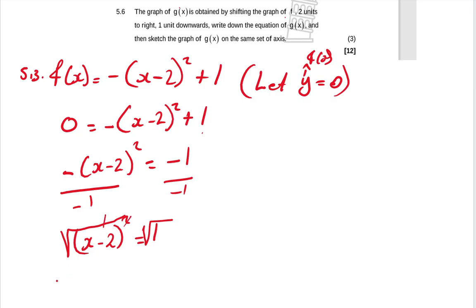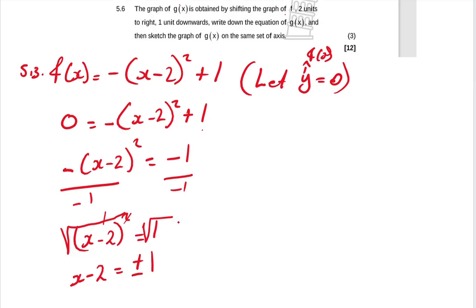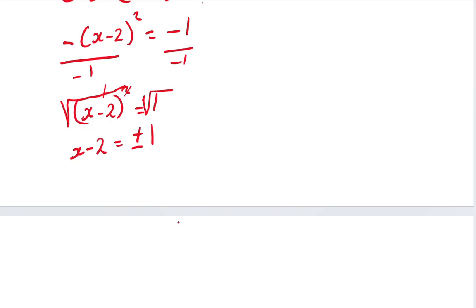This will cancel this. We are left with x minus 2 equals plus or minus 1, because we put a square root. Do you get me? And then after that, let's start with this solution. x minus 2 equals +1, or x minus 2 equals -1. So x minus 2 is equals to -1. Do you get me?